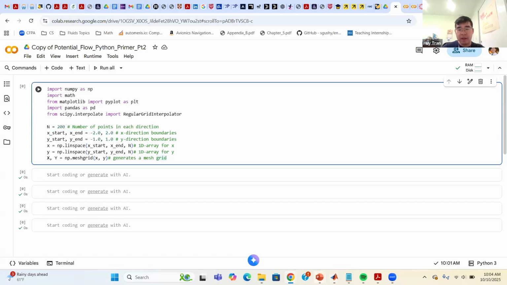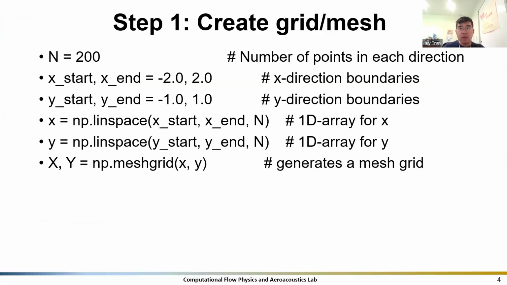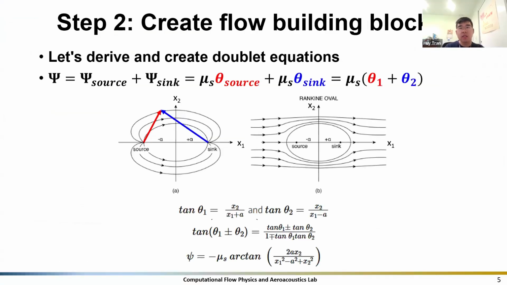Okay, that is us making our mesh. Before we do any coding, I want to run over the theory of how these things are formed. Let's first start with the doublet equation. I guess first we look at the Rankine body, as you should see in these two images here, the Rankine oval. We created something similar last week.